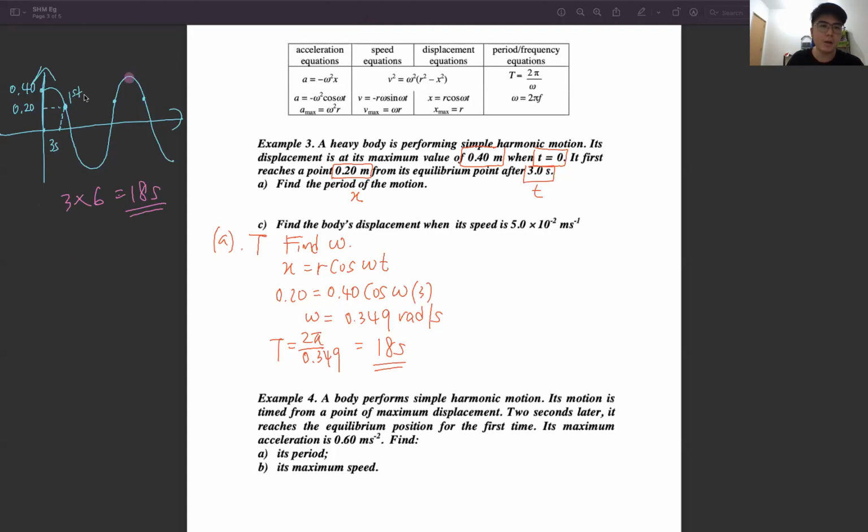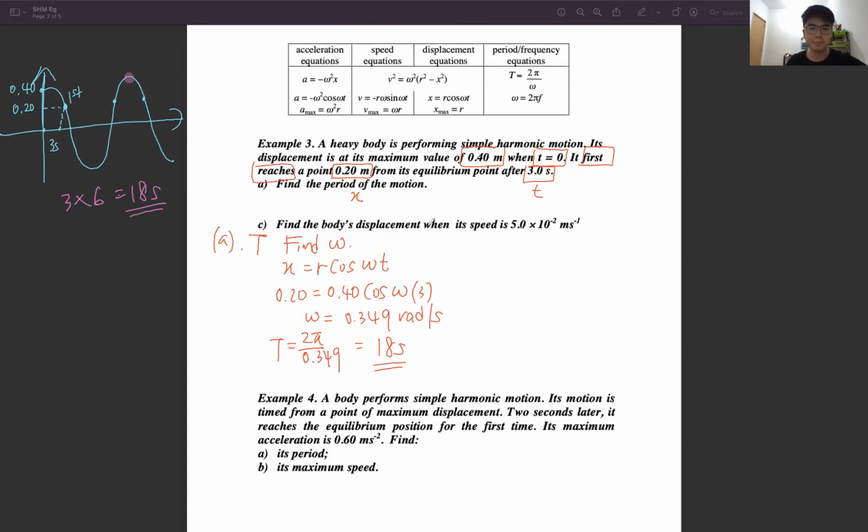Okay, so the question will always ask, why does it say that it's the first time it reaches? Why is it the first time? Because your answer is that there can be other times when it comes back at 0.20 meter as well.